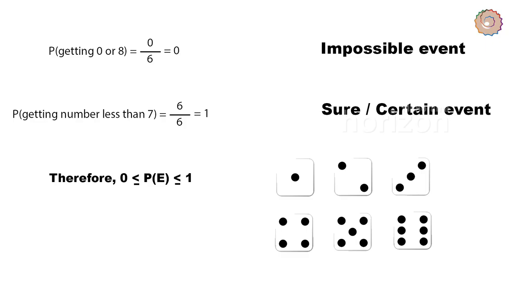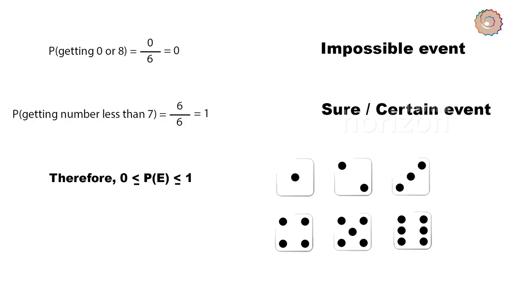Now, we know that all of the sides of the die have a number less than 7, right? So, what would be the number of favorable outcomes? The number of favorable outcomes is the same as the number of all possible outcomes, which is 6. Therefore, the probability of E, which is P of getting a number less than 7, is equal to 6 divided by 6, which is 1. So, the probability of an event which is sure or certain to occur is 1. Such an event is called a sure event or a certain event.